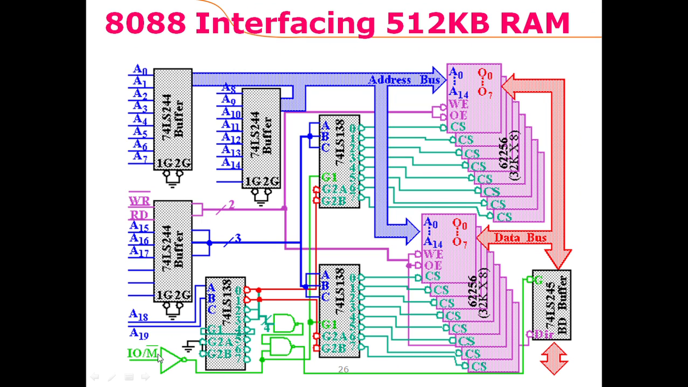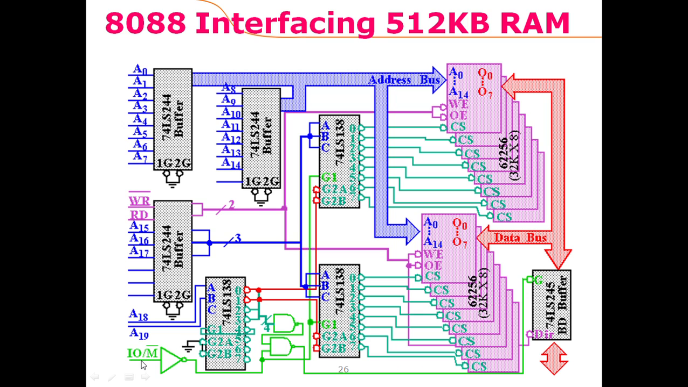And this IOM pin is connected through an inverter. So a 0 should be provided here, and this would be inverted, and a 1 would be retrieved here. So this 1 is connected with the G1 input of both of these decoders.